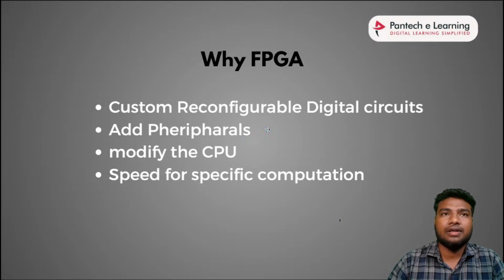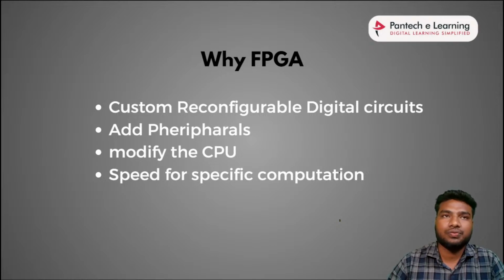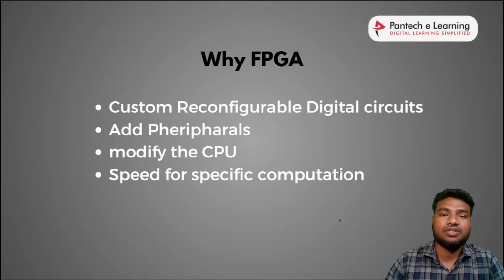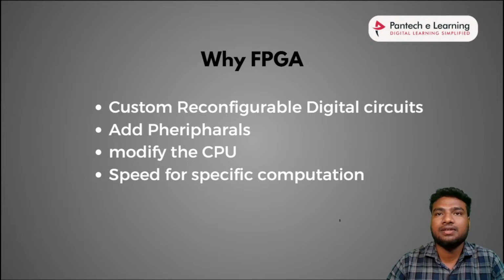In industries, FPGAs are used to test CPUs or SoCs. To run the test cases, they use FPGA boards. They continuously have to pass some stimulus to a chip, and for that purpose they use FPGA. Unlike a simulator, a software tool, the FPGA gives real-time stimulus to the chip. Based on that test, they decide whether the test case has passed or not. So for testing purposes in industries we use FPGA boards. And then speed for specific computation: for specific applications we can use FPGA at a high speed rate. These are the reasons why we need FPGAs.